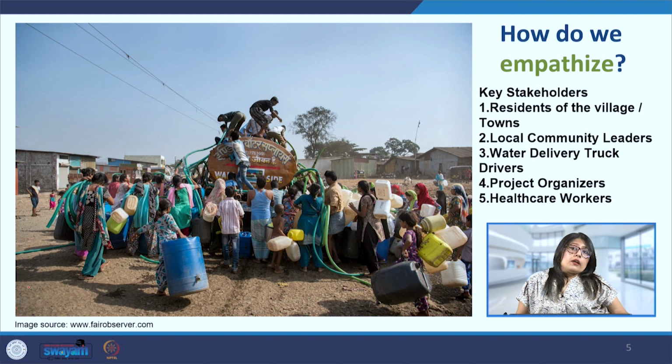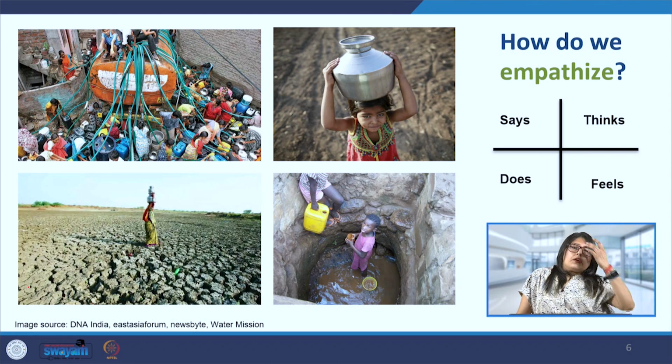Or if it is a community well, then what happens there? Maybe there's a long queue, maybe there is some sort of a fight that breaks out, or it's a first come first serve situation. Whatever it may be, we may use this method of following the user and observing at what stages they face certain challenges. And then we will create the empathy map. Empathy maps, like I said, are visual representations. We can see here an example of the empathy map, which in all four quadrants has says, thinks, feels and does.